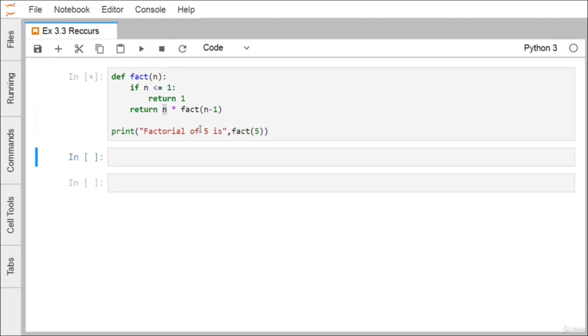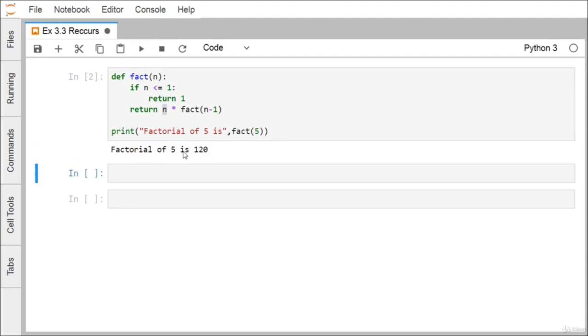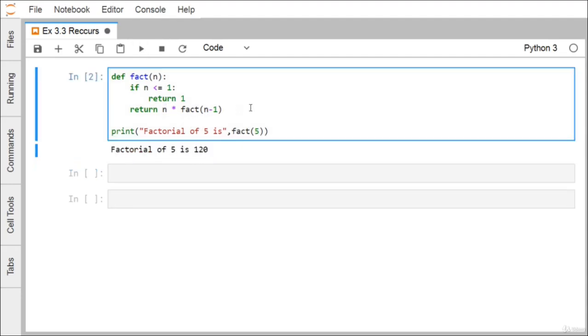So let us go for the execution. You can find that the factorial of 5 is 120. So in this way, the recursive function can be written in Python.